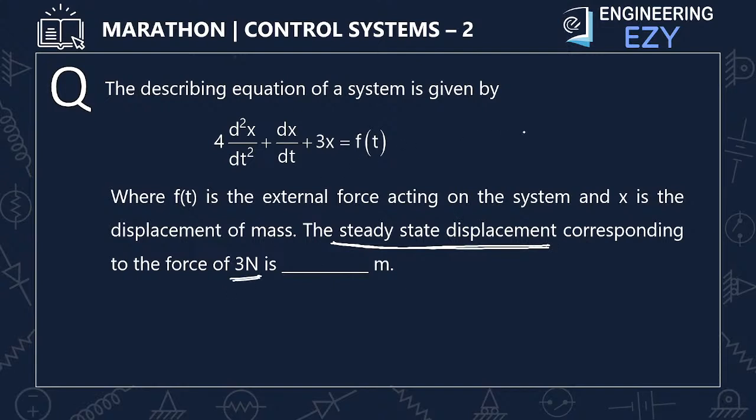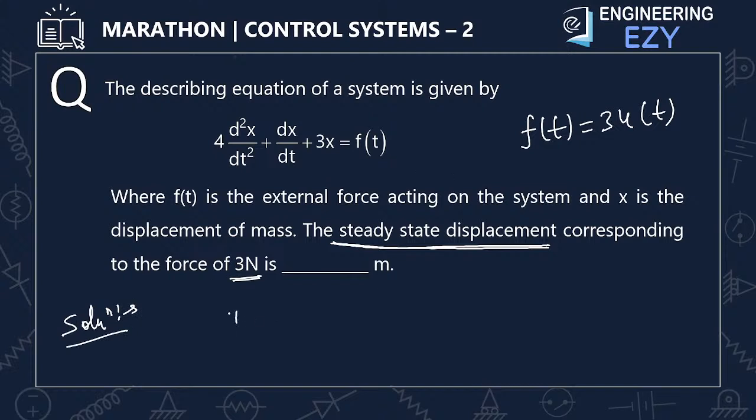So 3 Newton force can be written as f(t) is equal to 3 u(t), because a constant value can be written in terms of a step signal. So indirectly, 3 Newton force means you have to take f(t) as 3 u(t) and after taking the Laplace transform, using the initial conditions 0, you have to apply the final value theorem to calculate x of infinity, because the final displacement or steady state displacement is asked. So first of all, you have to put input force is equal to 3 Newton.